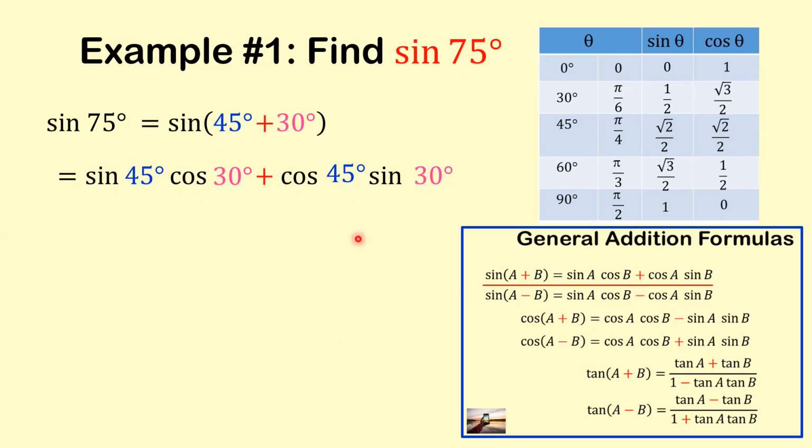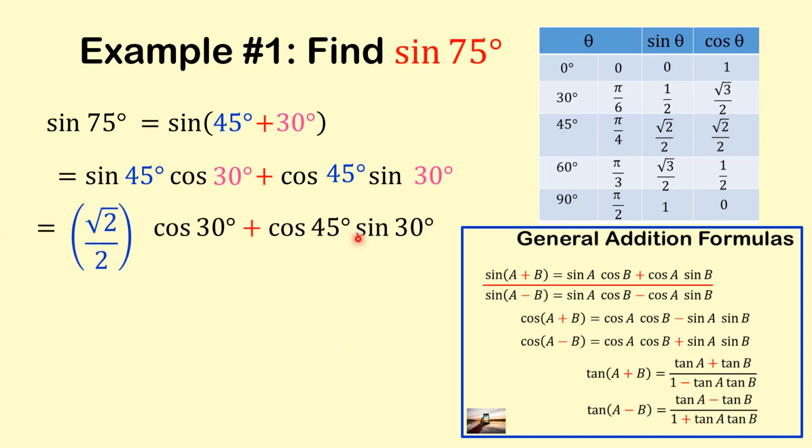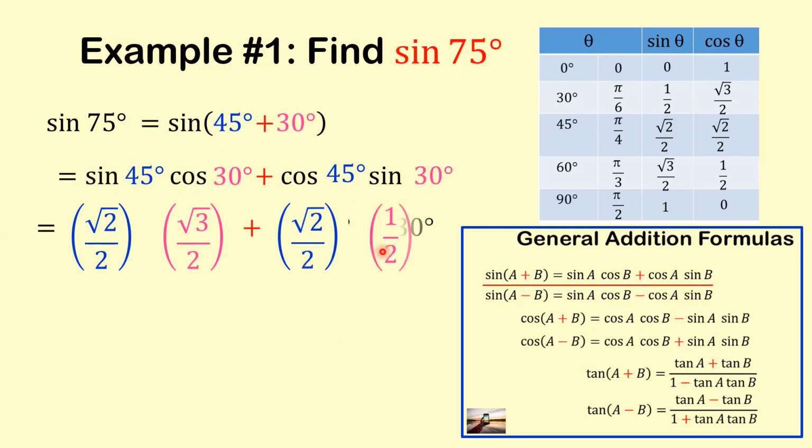Okay? So sine 45 cosine 30 plus cos 45 sine 30. This is square root of 2 over 2. This is square root of 3 over 2. This one is again square root of 2 over 2. And this one is 1/2. Okay? So simplifying this will be square root of 6. Tapos dito naman square root of 2. Pareho silang over 4. So pinag-isa na lang natin ng fraction, all over 4. So this is the exact value of sine 75 degrees.